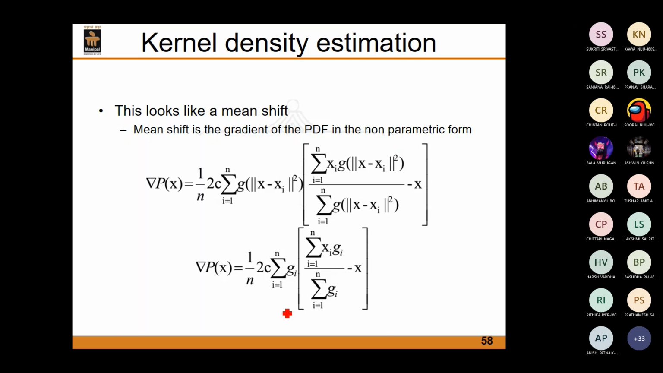Okay, so if you're looking at the final equation over here, after further simplifying, I can write it as del of p of x is equal to 1 by n to c sigma gi, sigma i is equal to 1 to n, if you have n points over here, xi gi by sigma i is equal to 1 to n gi minus x. And as I said, this one basically is the weighted mean shift vector that you have, right? So this term that you have is the weighted mean shift vector.